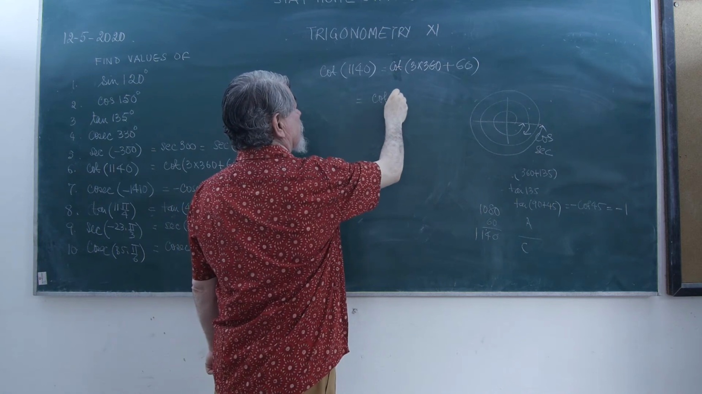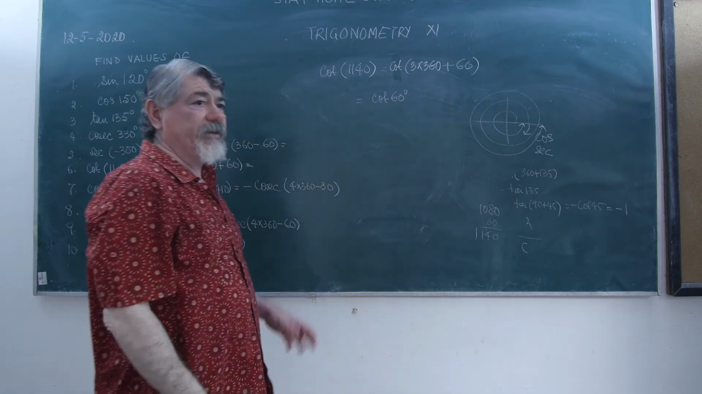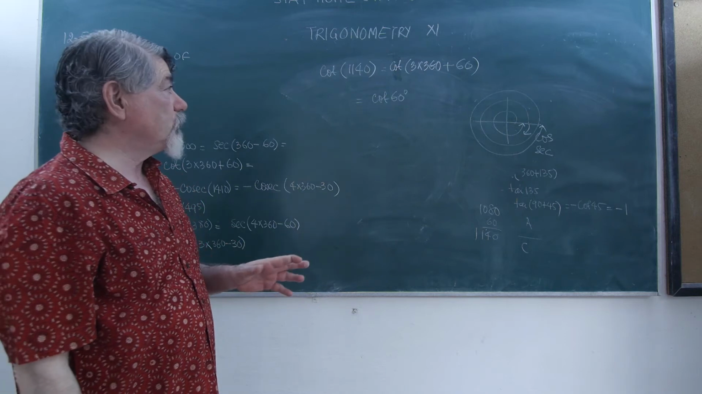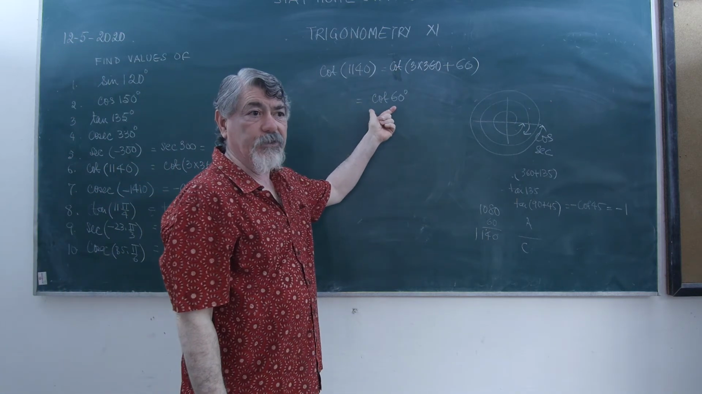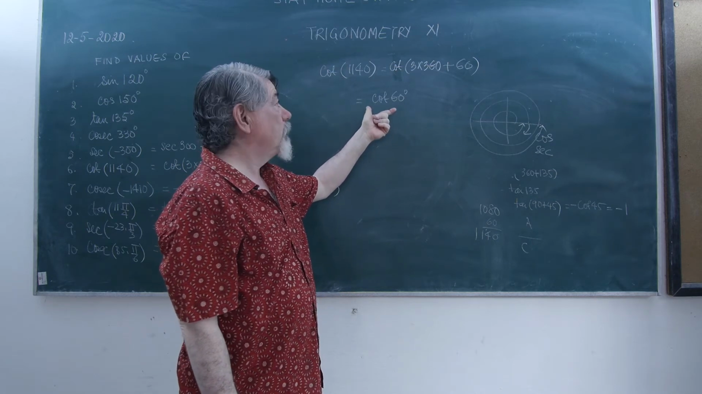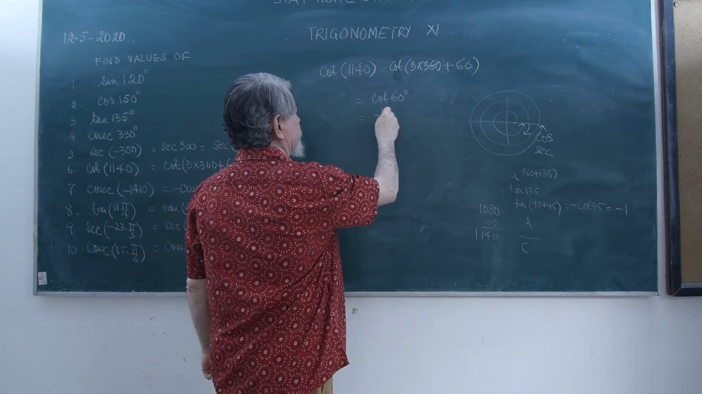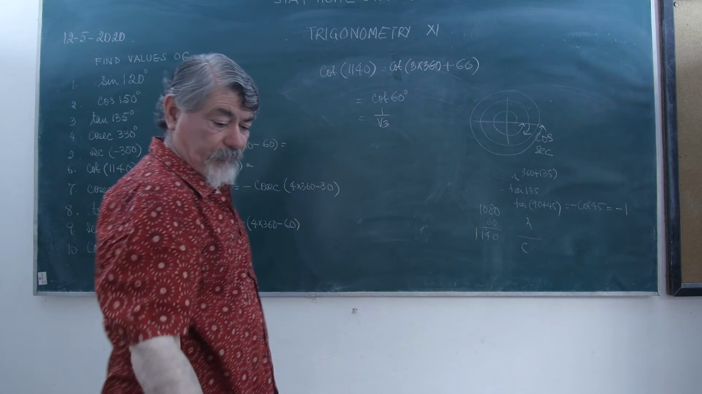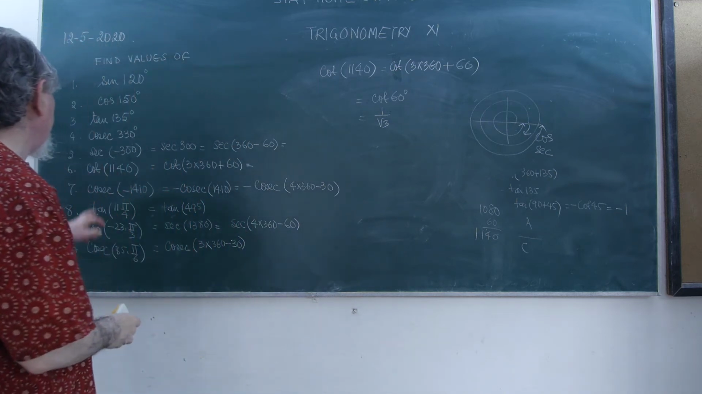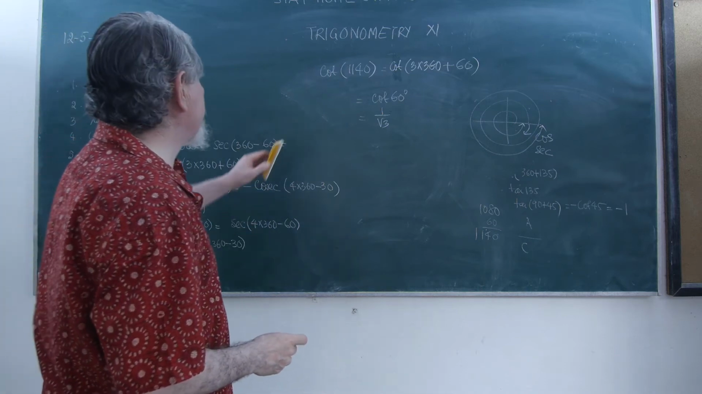So cot 60 will remain, and it remains plus only because all trigonometric ratios are plus in the first quadrant. So cot 60, the value of cot 60 is what? Tan 60 is root 3. Cot 60 will be 1 upon root 3. Now let us see, after this, the seventh question: cosec minus 1410.